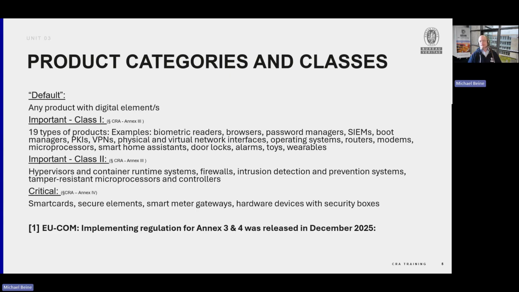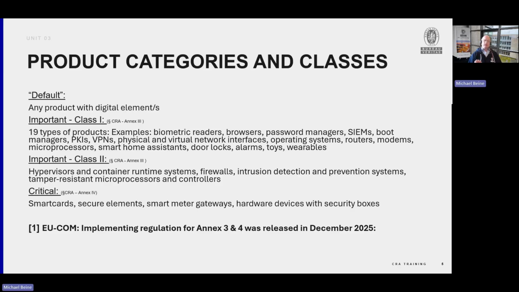Browsers, password managers. These are examples of software-only products. There is no hardware browser typically. Right? It all is a software thing. Password managers also typically are software only. So you see that there are clear examples of software-only products also in those categories. We have SIEM, we have boot managers, we have private key infrastructures, we have VPNs. These are all examples of important products. Interesting one is, for example, physical and virtual network interfaces.